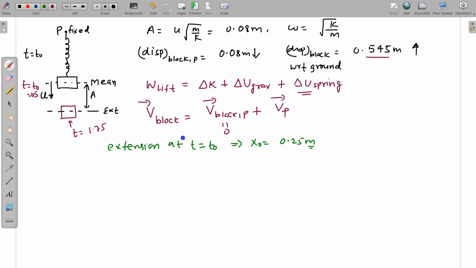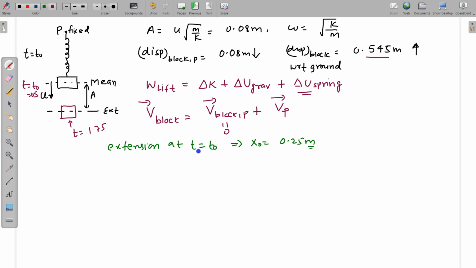And after that, what is the further extension? We can easily write the further extension from this diagram. I am keeping this point fixed. Whatever this block will move will be the further extension of the spring. So further extension, this block is now here at t is equal to 1.75, so further extension will be equal to a. So we just have to add this value a to the initial extension, and we will get the final extension.